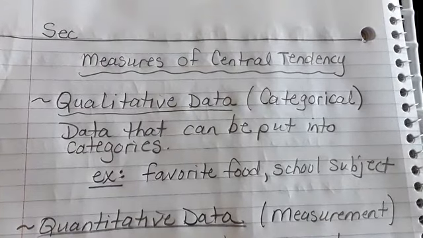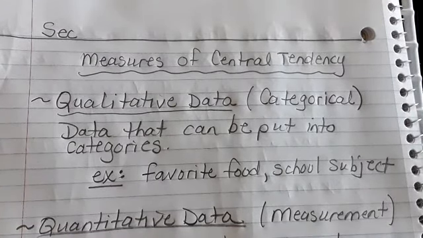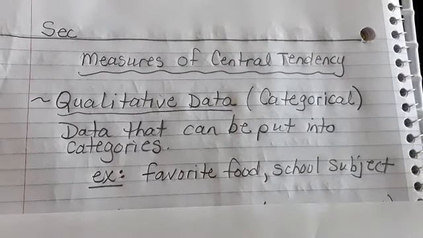But we're going to talk about different types of data, different groups. And the first group you've got here, we're going to call qualitative data. And that is data that can be put into categories. For example, your favorite food, your favorite school subject. It could be gathering data on hair color. That would be called qualitative data. It's categorical. Okay, so that's the first thing that you need to be aware of.